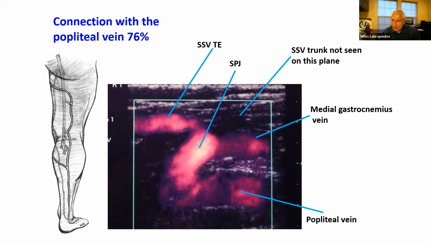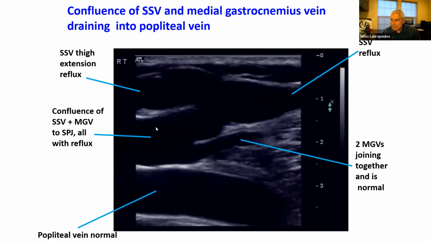Here's another anomaly where the medial gastrocnemial vein connects to the great saphenous, the small saphenous, and both come out together at the popliteal. And also, you see the thigh extension of the small saphenous vein. Here's another example where you see the small saphenous vein having reflux, the thigh extension having reflux, the saphenopopliteal junction, and the gastrocnemial vein joining. So it's nice to know the anatomy because if you don't know what you're doing, obviously you may do the wrong thing.